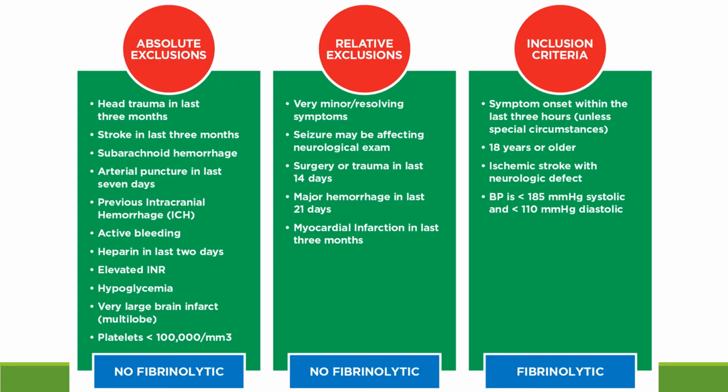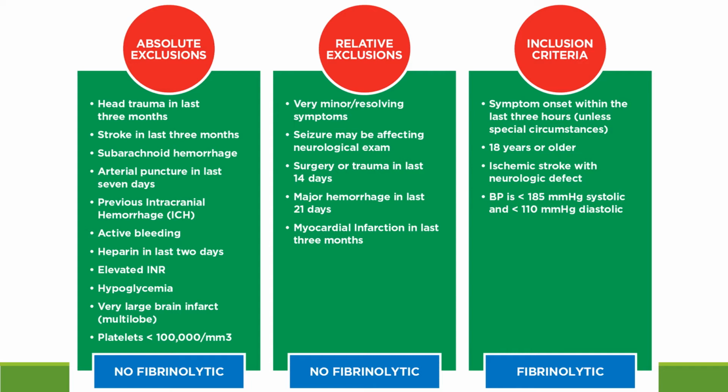So we have an absolute exclusion. So this is who cannot get TPA. And then we have all the way to inclusion therapy. So people who can get it, I'm going to read that part. They have symptom onset within the last 3 hours. They're 18 years or older. And they have had an ischemic stroke with neurological defect.